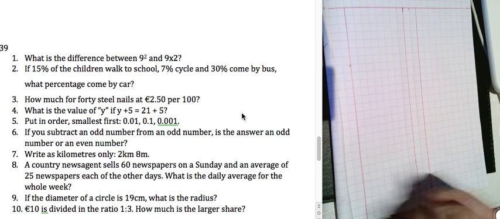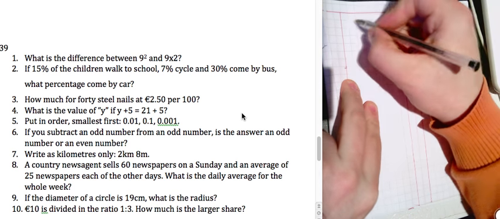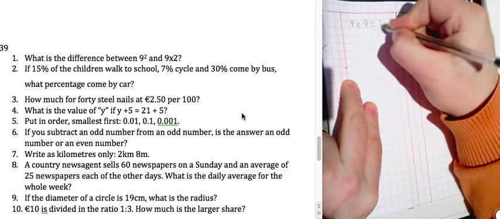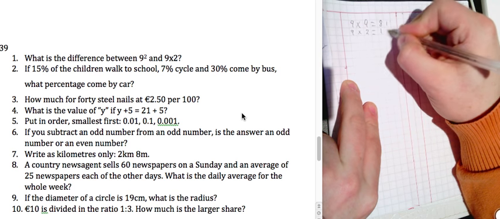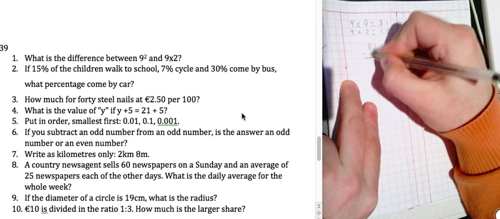So we'll start with question 1. What is the difference between 9 squared and 9 by 2? Okay, well, very simply, 9 squared is 9 by 9, which equals 81. 9 by 2 equals 18. So we're going to take one from the other. Obviously, the big number goes on top, little number on the bottom.